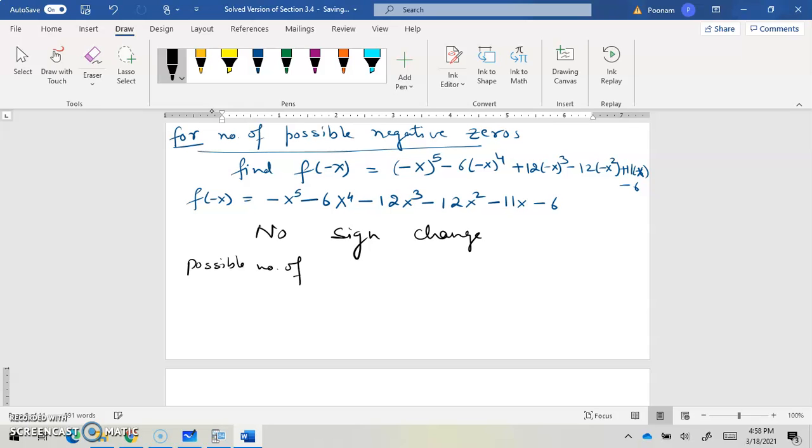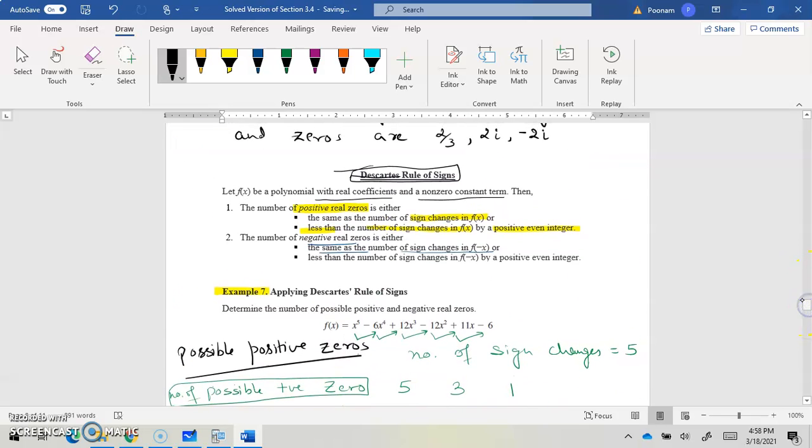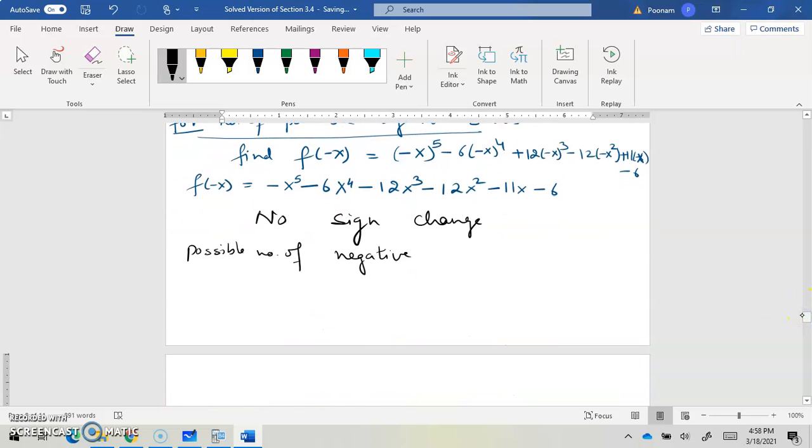number of negative, let's read one more time. The possible number of negative real zeros is the same as sign changes in f of negative x, or less than that number by a positive even integer. Now in this case there is no sign change in f of negative x. So possible number of negative real zeros is equal to 0. Okay. So what is the possibility?